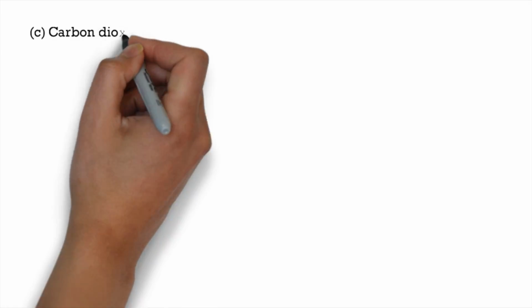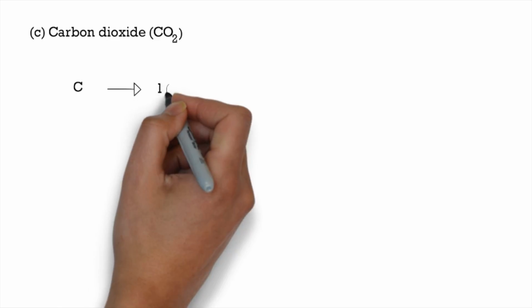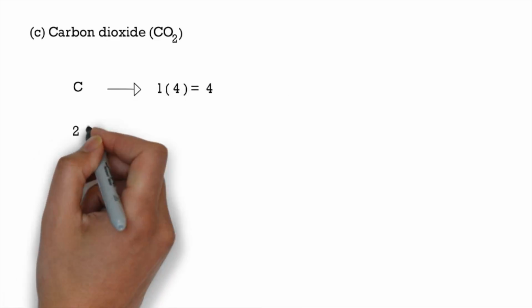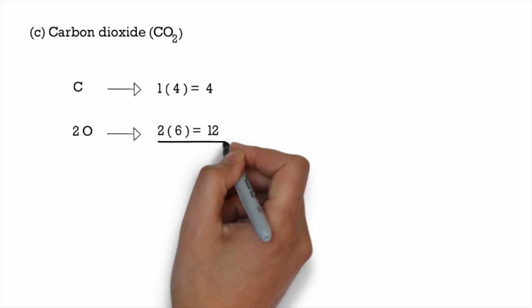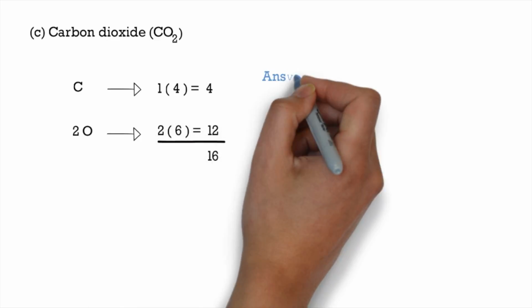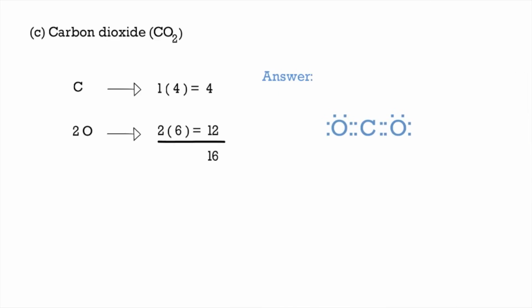In part C, CO2, we have 1 carbon. Each carbon has 4 electrons, so that's a total of 4. We have 2 oxygens. Each of those has 6 electrons, which is a total of 12, for a sum total of 16 electrons. So carbon is in the middle of CO2. So carbon in the middle, and each side of carbon has an oxygen.